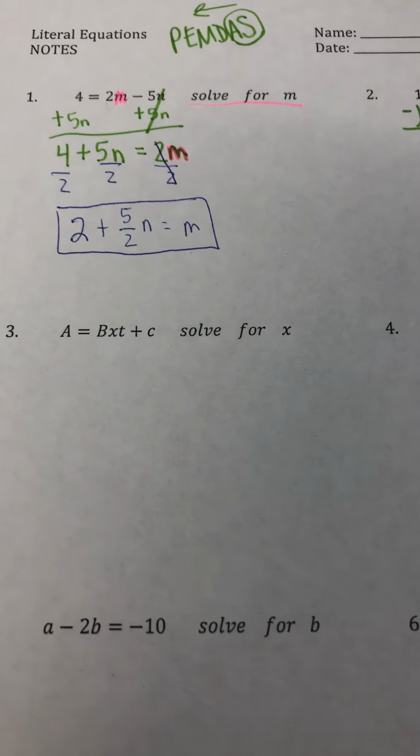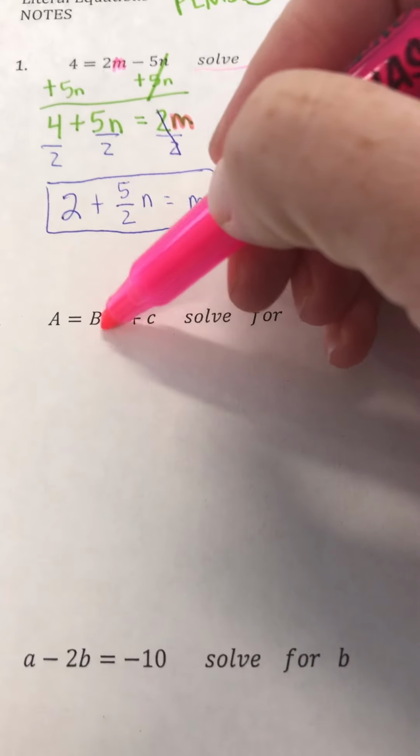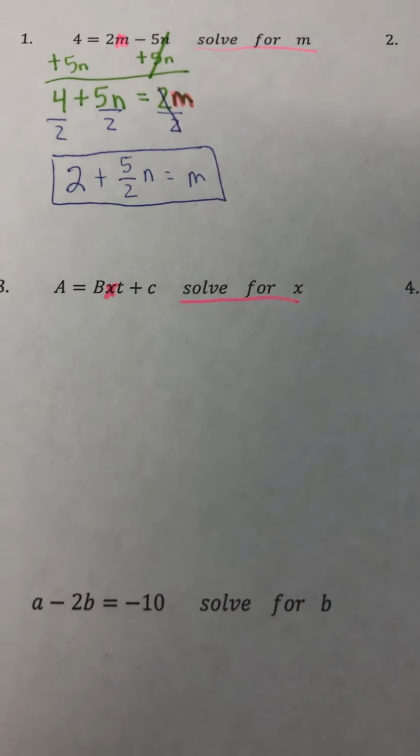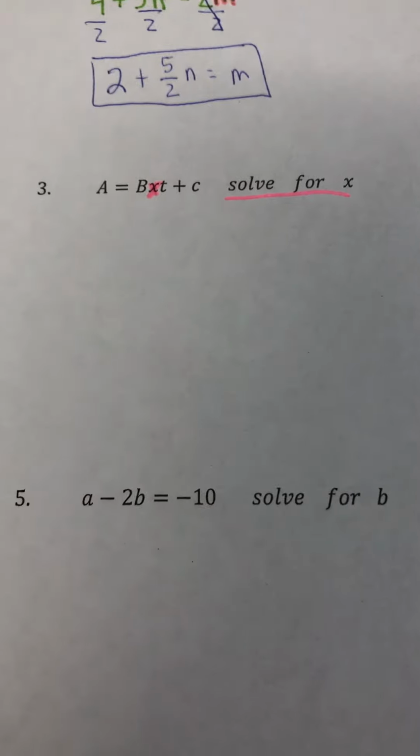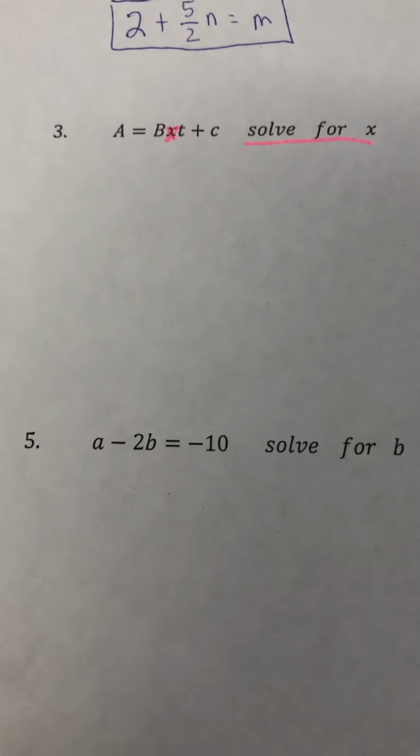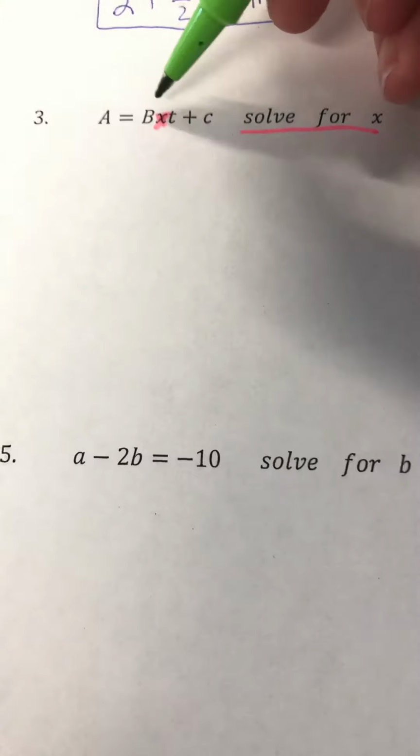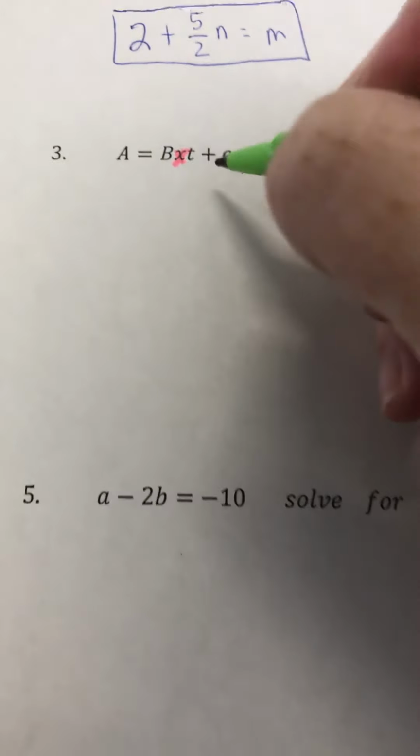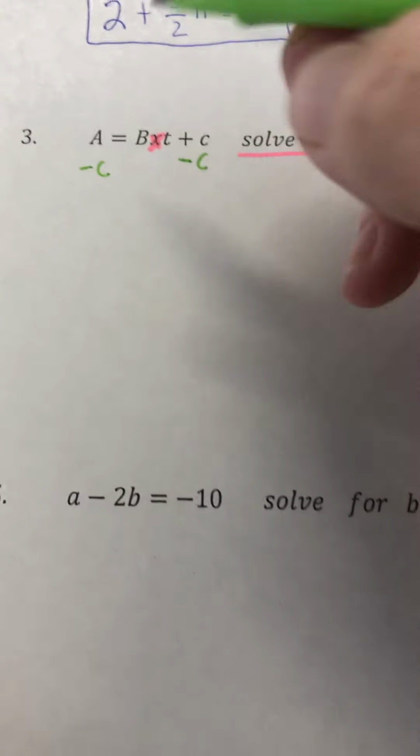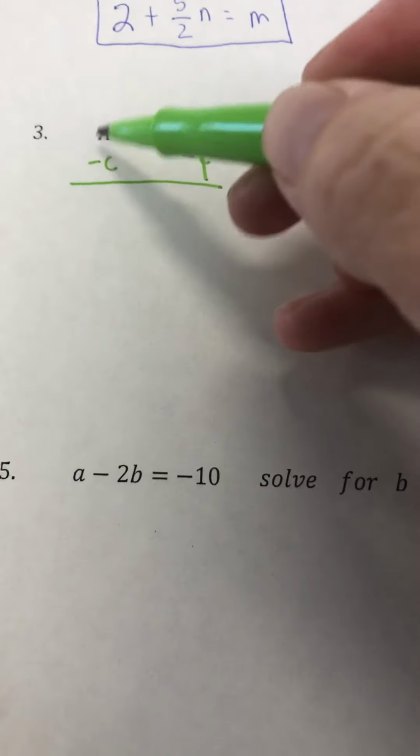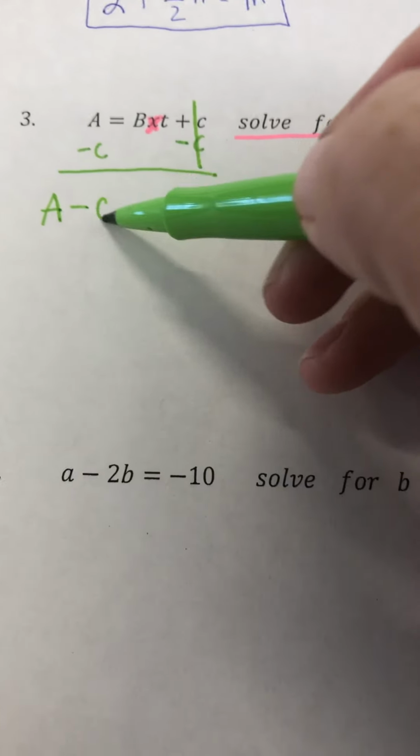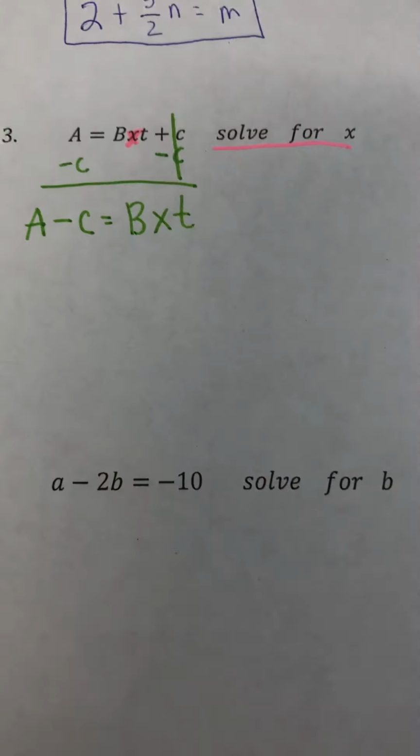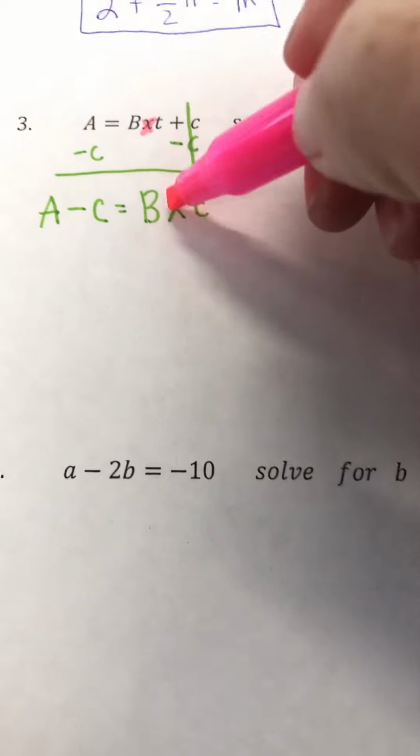Looking at number 3, there's a lot more letters going on here. So again, we want to make sure that we know what we're solving for. We're solving for x. So I think a highlighter is really smart to use to try to help yourself to see what's going on. So again, we've got b and t are all multiplied to x, but I've got this plus c. So I'm going to subtract c to both sides. So a minus c, can't combine any terms there. And I've got b x t. So I'm trying to get x by itself.